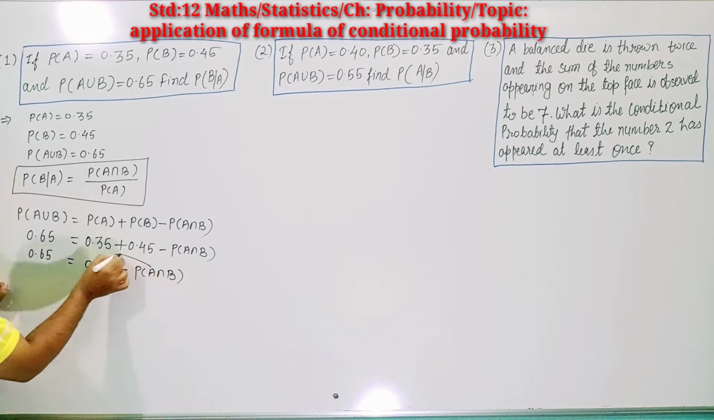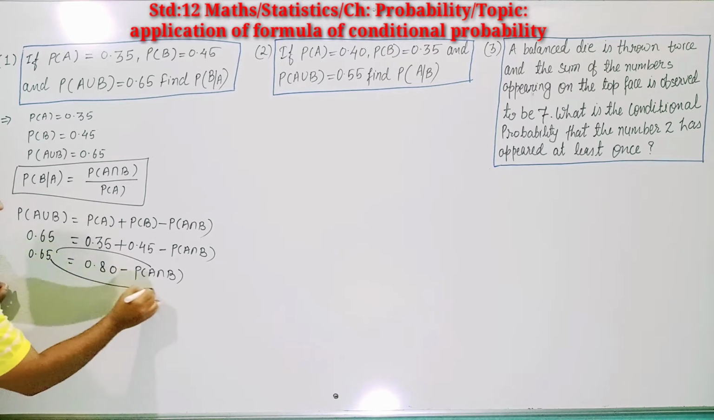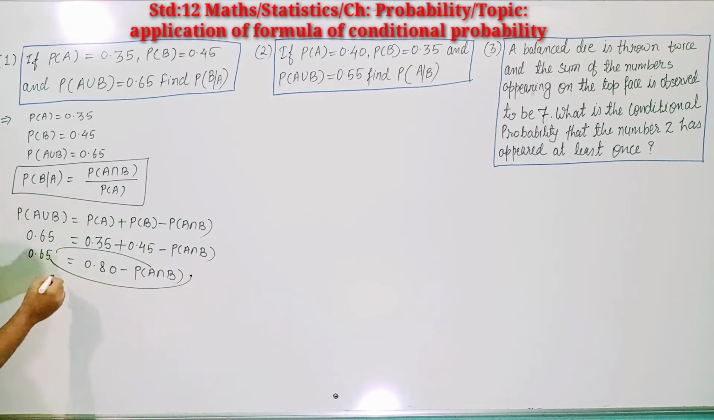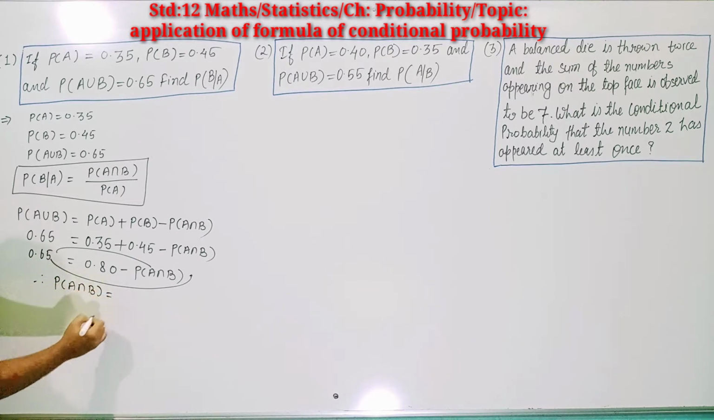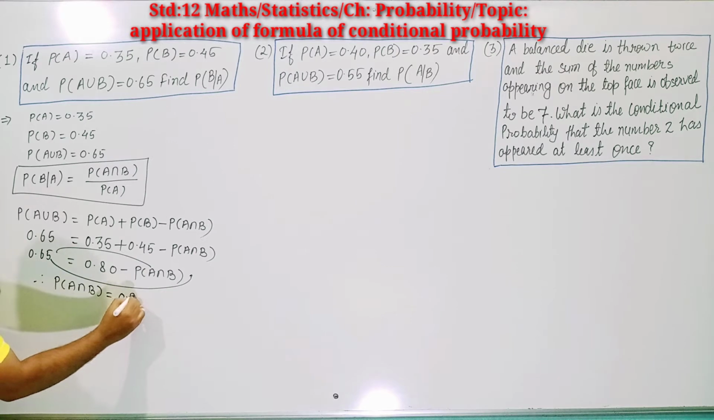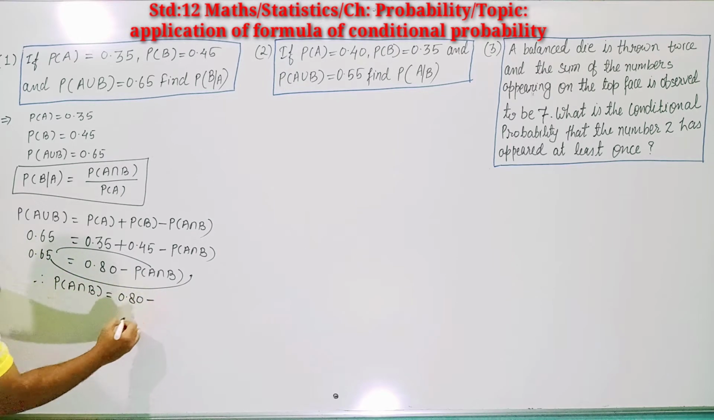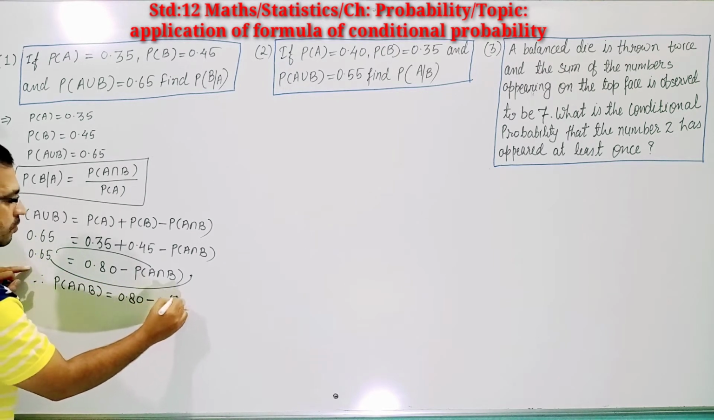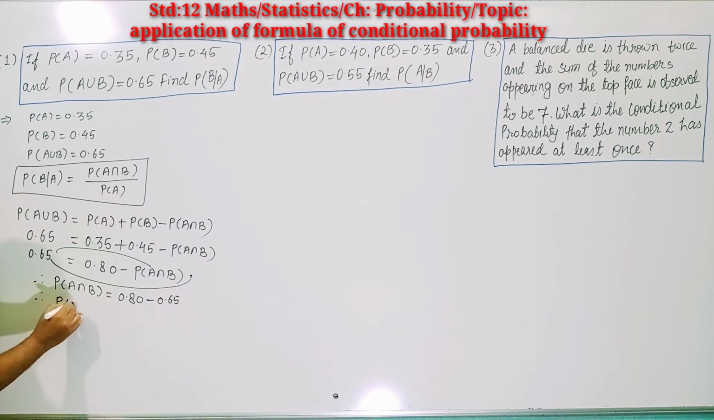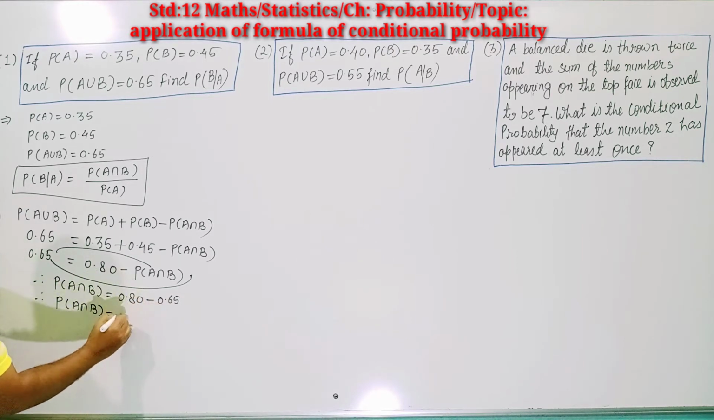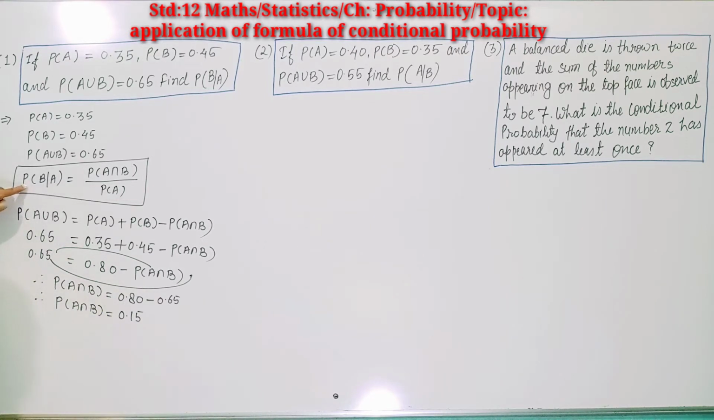We want to find this one, so moving it over here, 0.65 goes to the right side. So what we are getting? P of A intersection B is equal to 0.80 minus 0.65. So the probability of A intersection B will be 0.15.